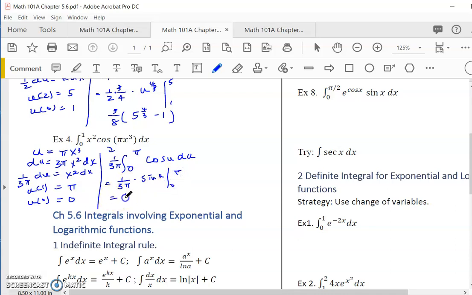But 1 over 3 pi, sine pi minus sine 0, they're all 0. So the result is 0.